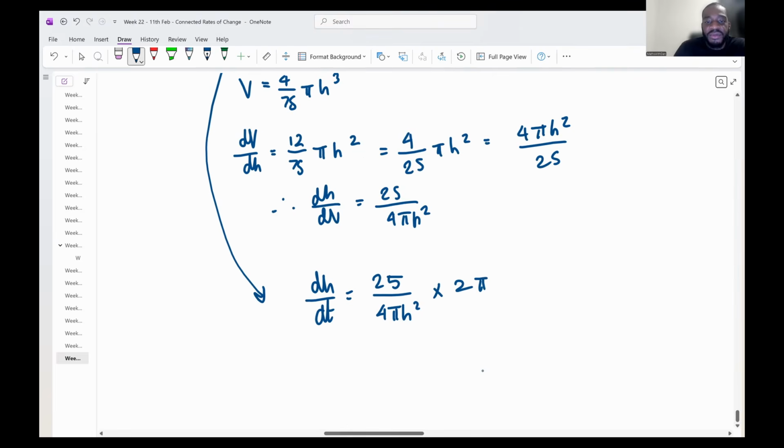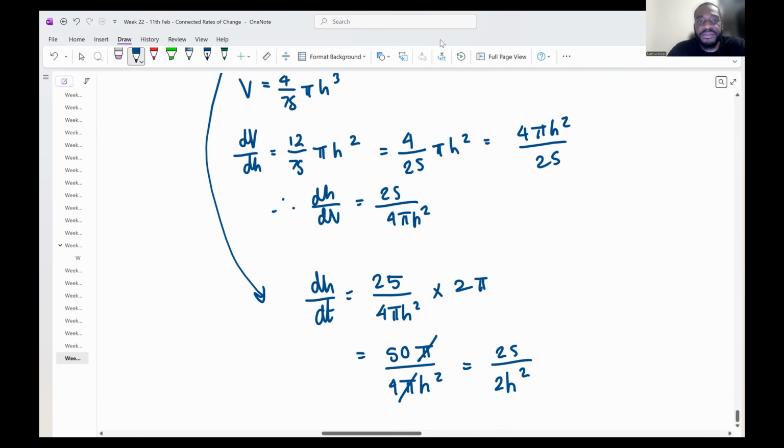So what do I have here? Well, I can cancel a pi. I can cancel that pi. I've got a 2. That would be a 1. You know what I'll do just so it's super clear, actually? I'll just do it in another step so it's super clear. Let's do it like this. 25 times 2 pi is 50 pi over 4 pi h squared. And that's easy to see. Cancel, cancel. 50 over 4 is 25 over 2. So it's 25 over 2h squared.